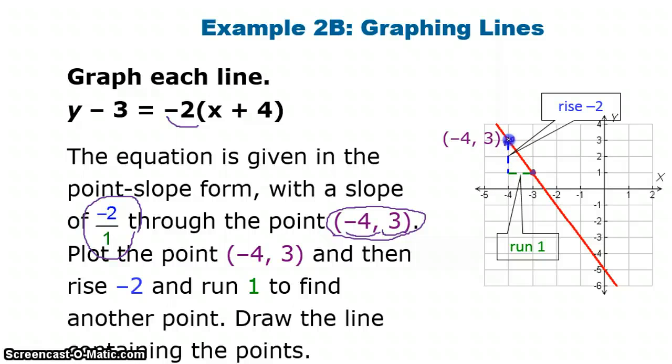And then you're going to use your rise over run. So we're actually going to fall 2, and then we're going to run 1. We're going to plot that point, and then graph your line.